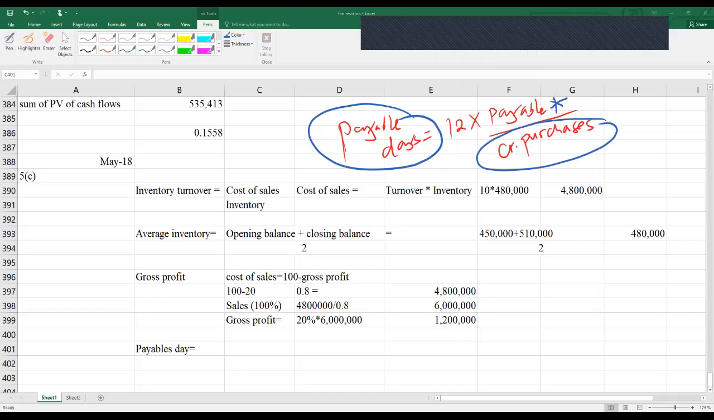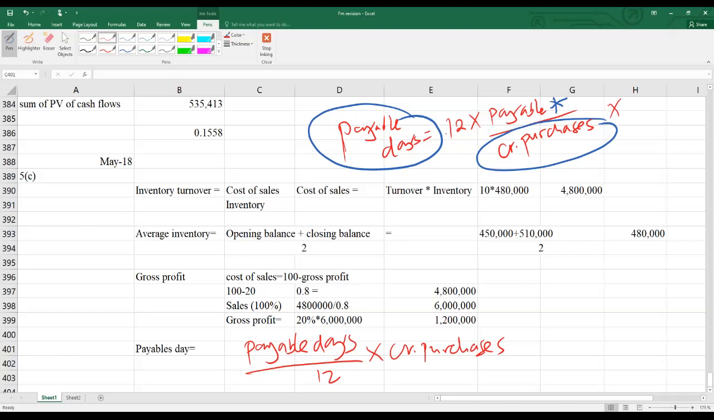If you make payables the subject of the formula, it will be equal to payables days, divided by 12 months, multiplied by credit purchases. That's what you're meant to do, because we want to get the payables investment. Is that clear? I've just made payables the subject of the formula, so simply multiply both sides by credit purchases. That's what we've just done. Clear? Yes, it's clear. Okay, thank you.